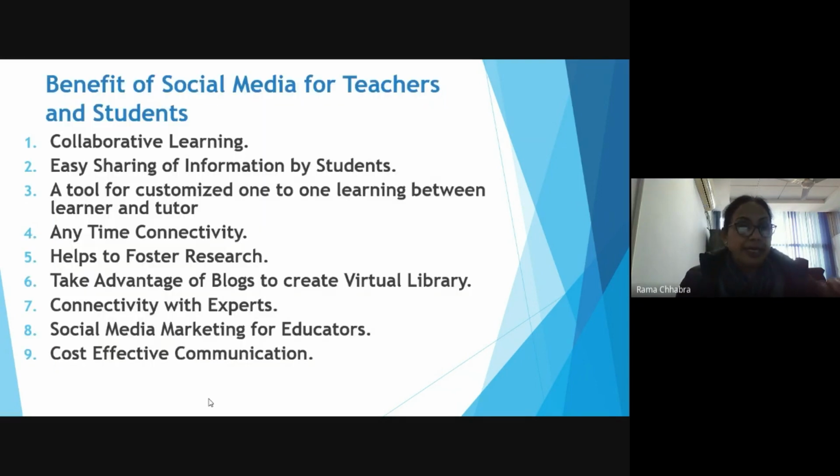The second is the easy sharing of information by the student. See, any learning experience depends on many things, one of which being effective communication between teachers and the students. If no proper communication between teacher and student is available, I think both teaching and learning will be difficult.